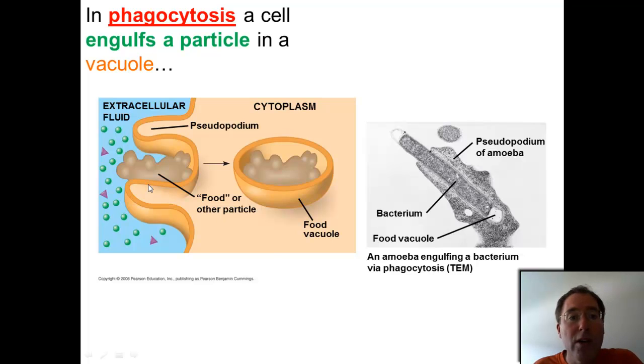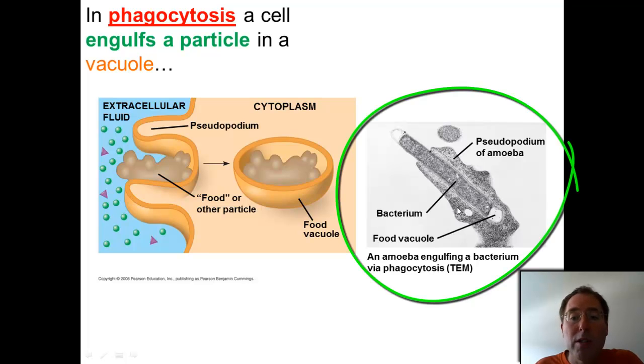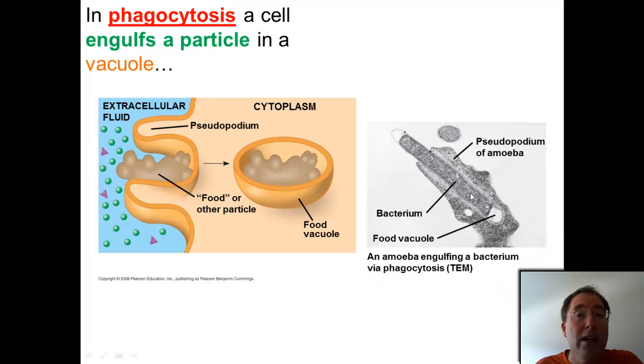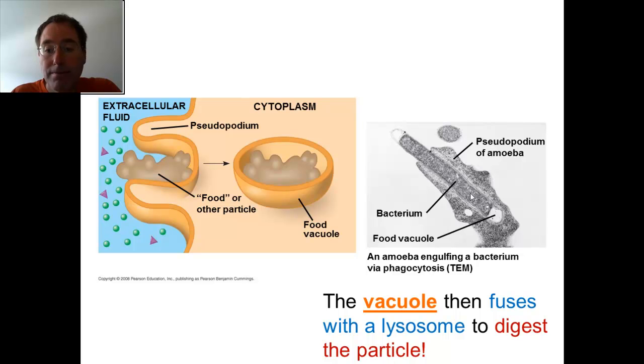So here's phagocytosis. This is how some food or other particle can get into a cell. Here you can see an amoeba, which is a single-celled eukaryotic organism, and it is digesting a bacteria, and it's doing this by phagocytosis. This food vacuole fuses with a lysosome to digest, in this case, a bacteria, and that's how the amoeba will get some nutrition.